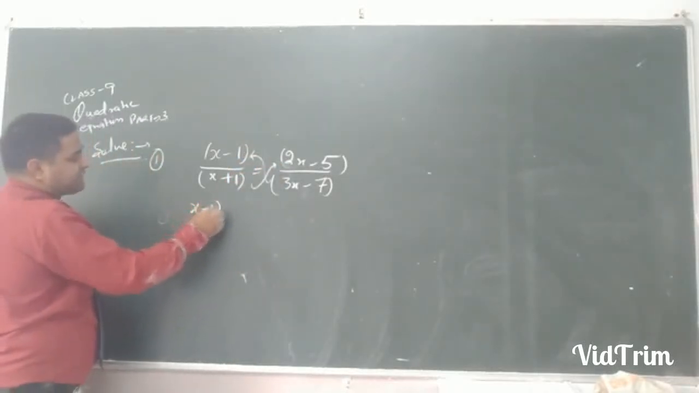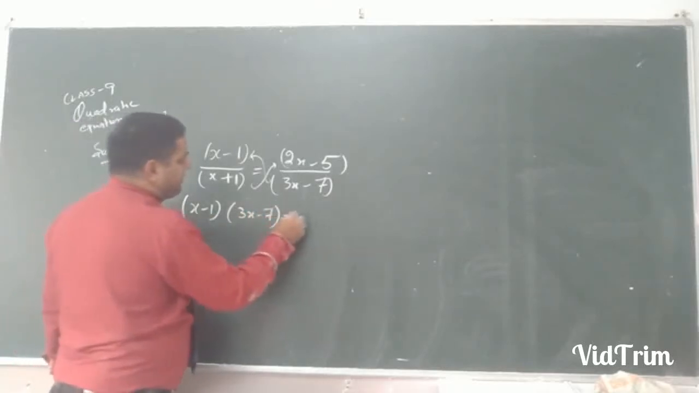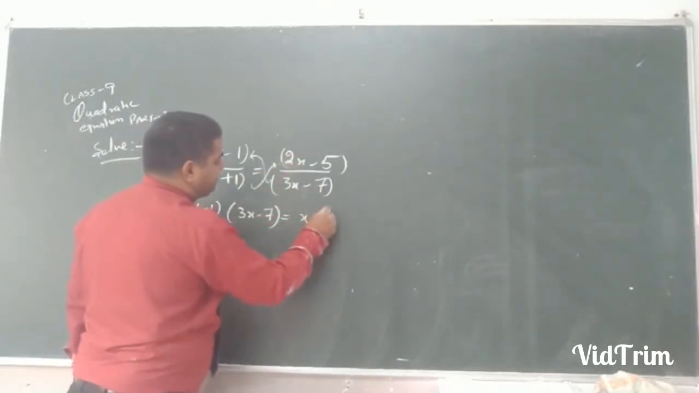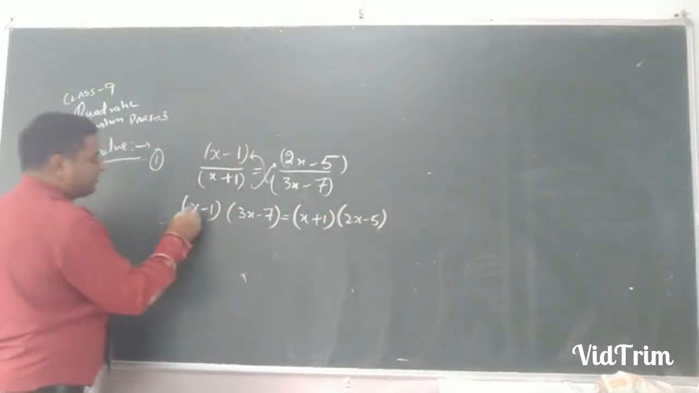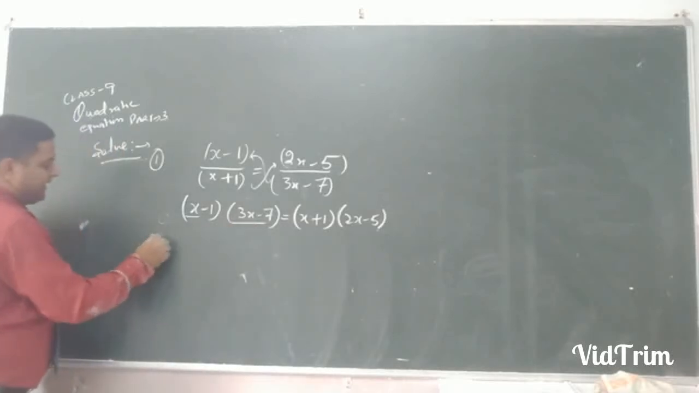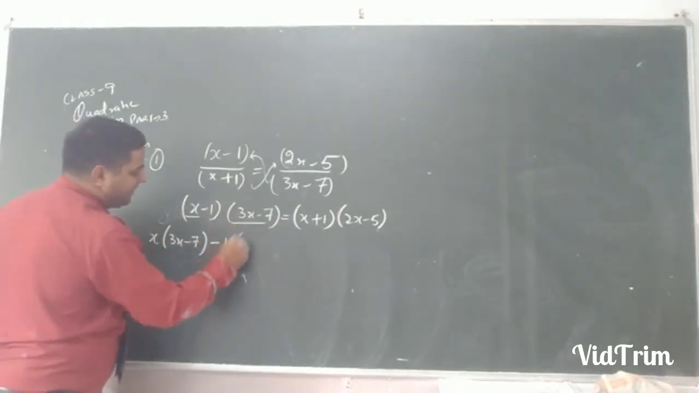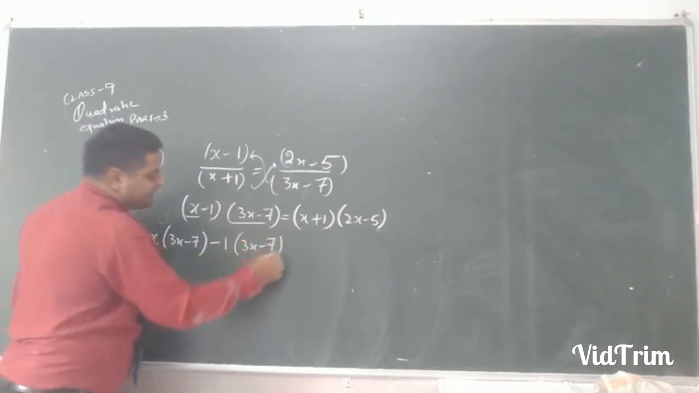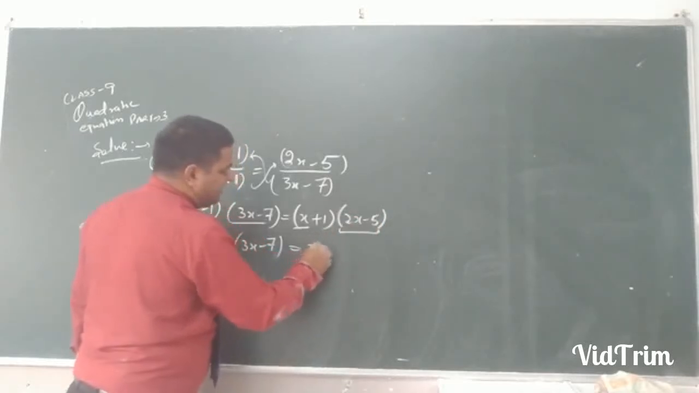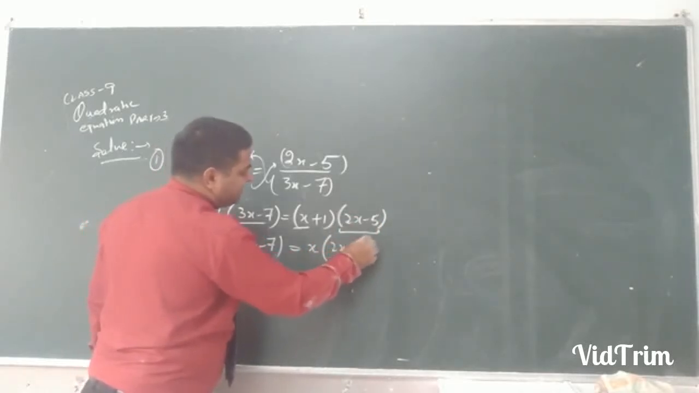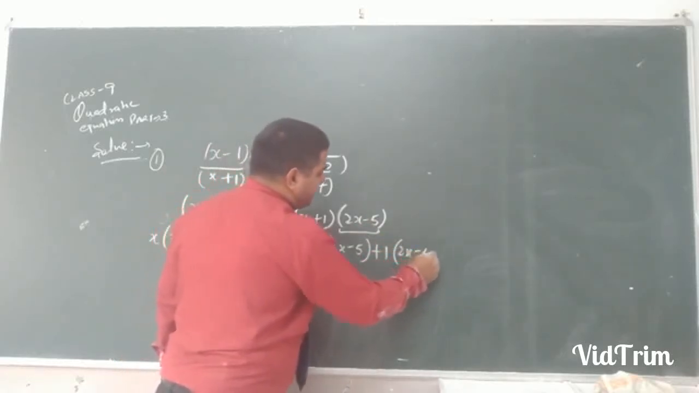We get x minus 1 multiplied with 3x minus 7 should be equal to x plus 1 into 2x minus 5. So x multiplied with 3x minus 7, minus 1 will multiply now here 3x minus 7, equals to this x multiplied with this whole number, x into 2x minus 5. Then plus 1 multiplied with the whole number 2x minus 5.